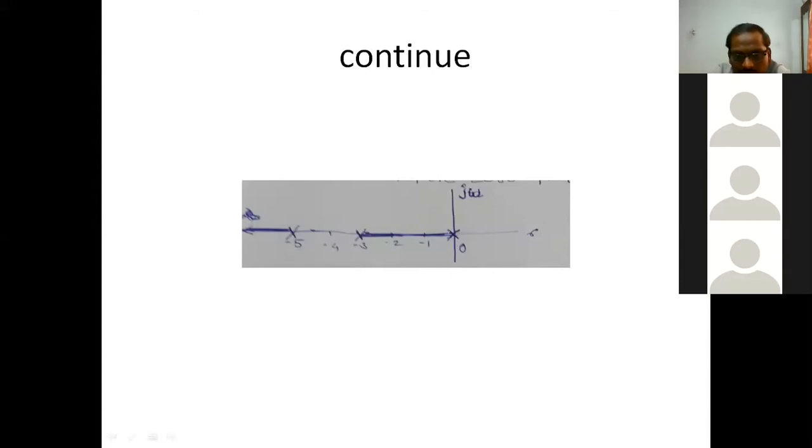For example, now for this pole-zero plot, your first pole is there at the origin, s = 0. Now for this point, how many poles and zeros are there to the right side of this? 0, which is an even count. So this 0 will lie on root locus.